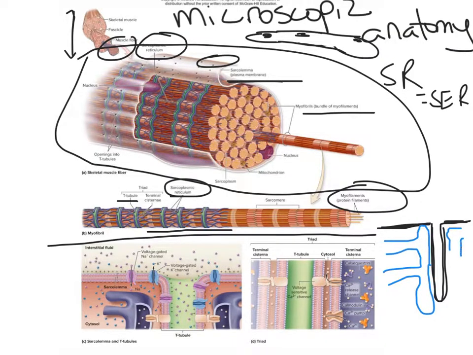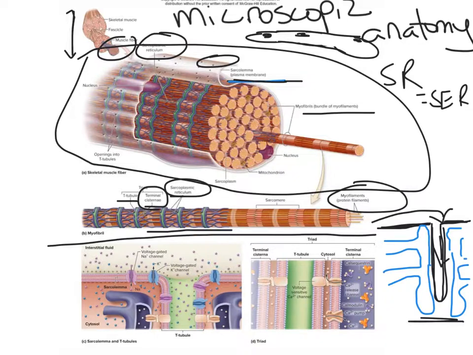These endpoints interact with the T-tubules, where the signal from the motor neuron is going to cause the sarcolemma to become excited. That signal is going to travel around the cell, down these T-tubules, and interact with the sarcoplasmic reticulum. And at this point, the sarcoplasmic reticulum is called terminal cisternae.